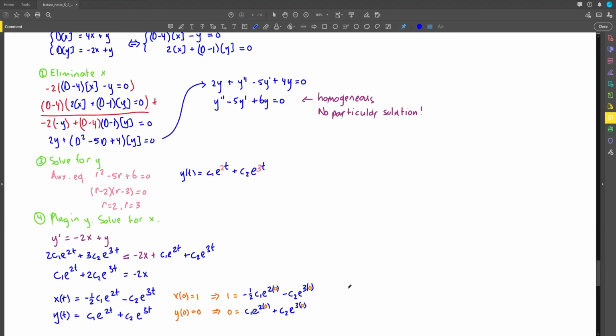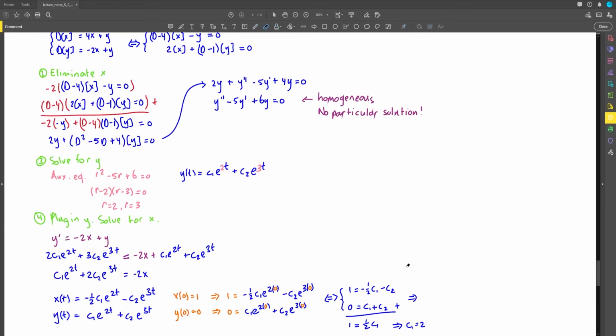And that simplifies to the following: 1 equals negative 1/2 c1 minus c2, and we have 0 equals c1 plus c2. Now we can add these two equations and c2 will cancel out, and then what we get is that if we add this up, we get 1 and then plus 1/2 c1, or 1 equals 1/2 c1, and then the c2's cancel out, so we're left with c1 equals 2.